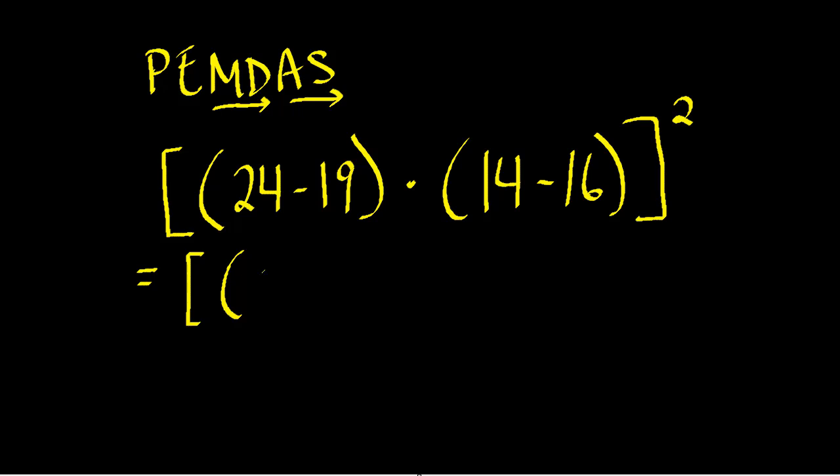24 minus 19 is 5. Bring down the multiplication. 14 minus 16 is the same as 14 plus negative 16, which is negative 2. And I'm just bringing down everything else for now. Okay, inside our parentheses is complete, but inside the brackets is not yet complete. So we don't go to the exponent yet.